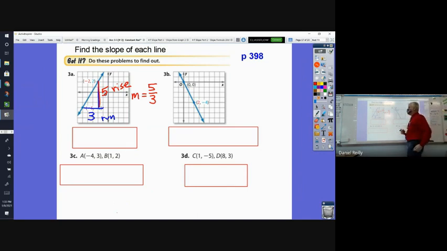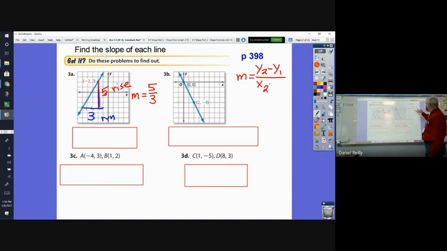Okay. Now, if you didn't want to use block counting, you could use the slope formula. If they don't give you a graph, you have to use the slope formula. The slope formula is m equals y2 minus y1 divided by x2 minus x1. This is also known as the change in y divided by the change in x.